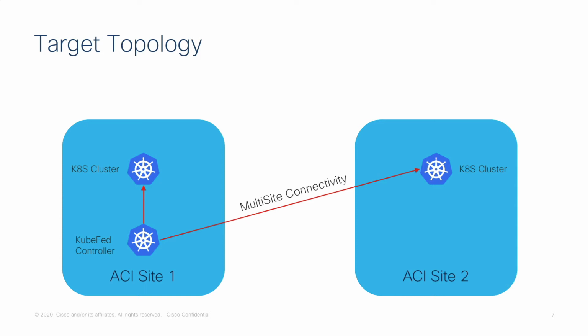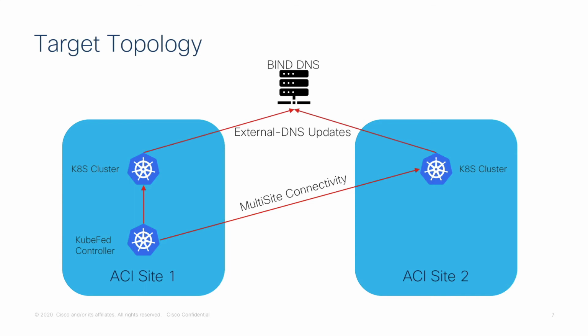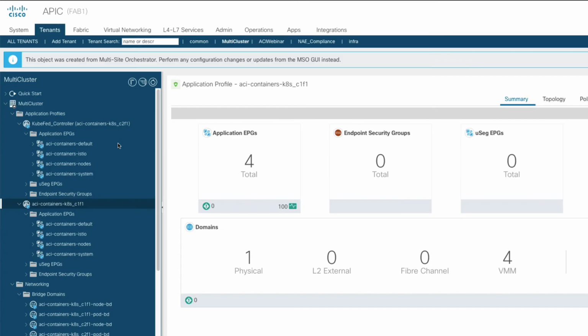We're also then going to take a look at how we can configure our Kubernetes cluster to use external DNS to dynamically update the IP address of our exposed services into my lab bind DNS server. Let's now take a quick look at our starting point.